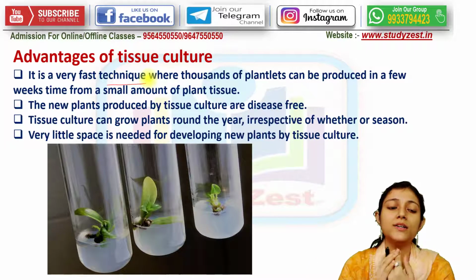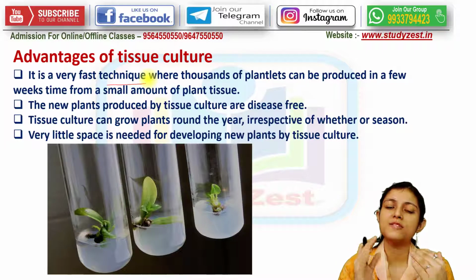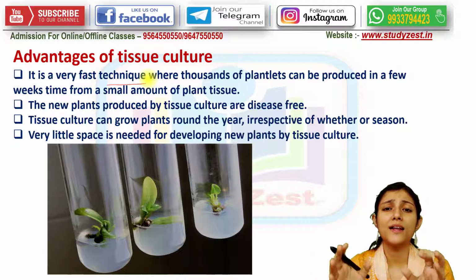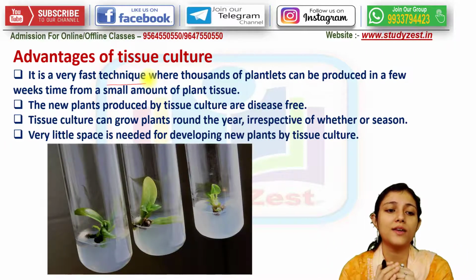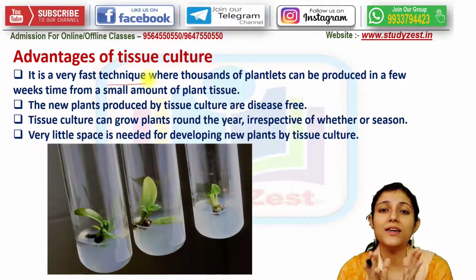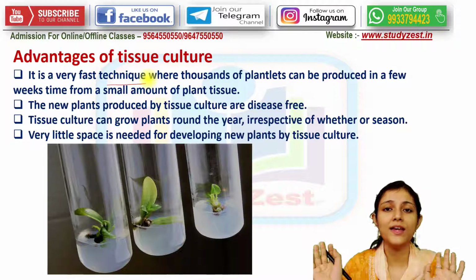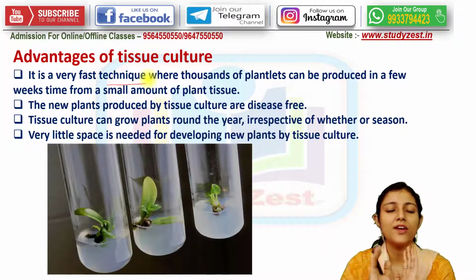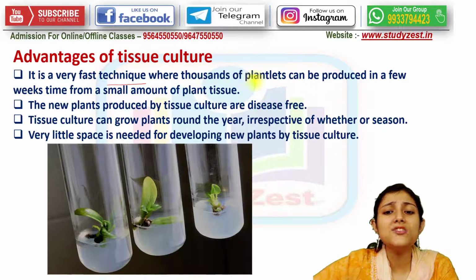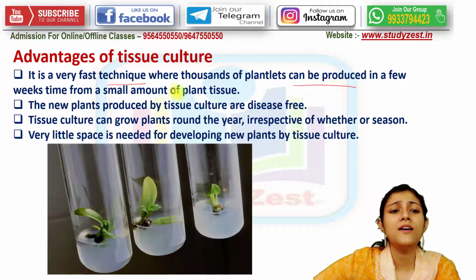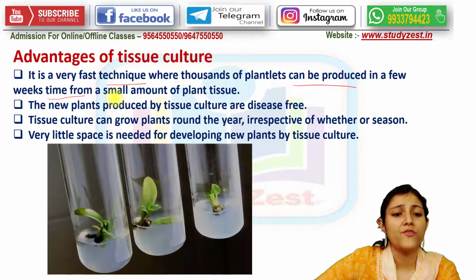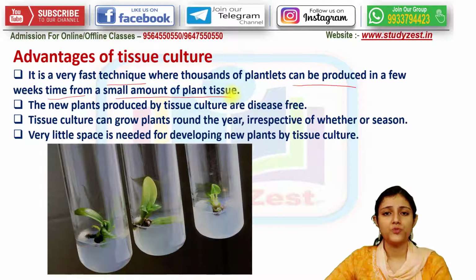Farmers basically do that, okay, but that process may be lengthy क्योंकि वो नेचुरली होता है, वो बहुत सारे फैक्टर्स के ऊपर डिपेंड करता है. राइट. लेकिन यहाँ पर देखो ऐसा नहीं होता है. यहाँ पर जो हमें चाहिए वो हम लोग प्रोवाइड कर रहे हैं और वो भी आर्टिफिशियली. So it's a very, very good and very fast technique where thousands of plantlets can be produced in a few weeks' time from a small amount of plant tissue.